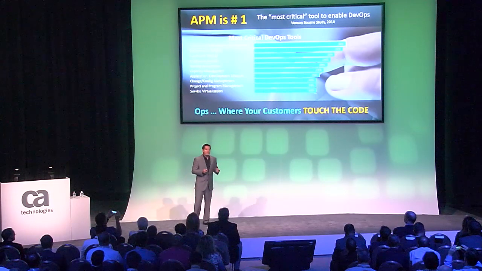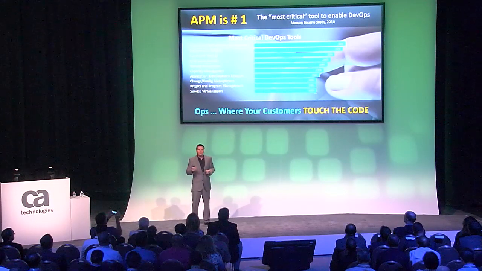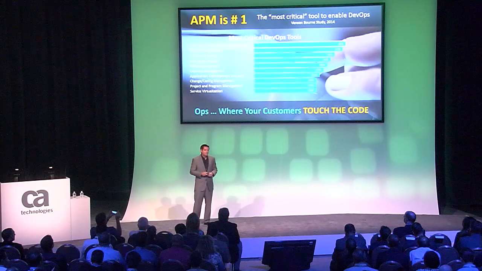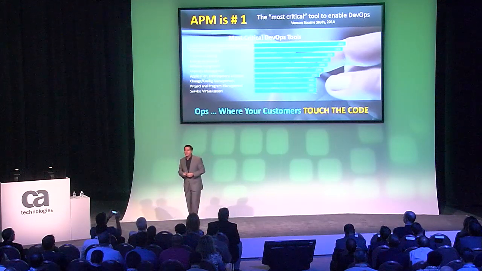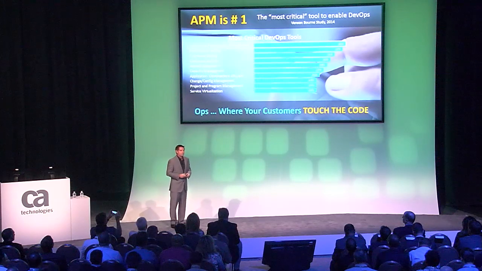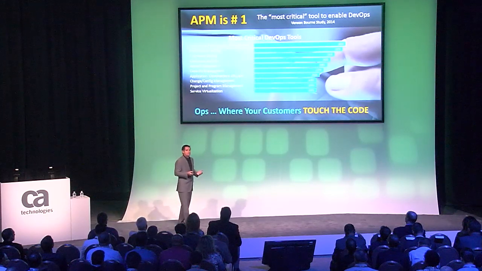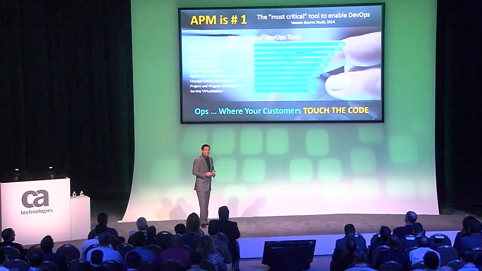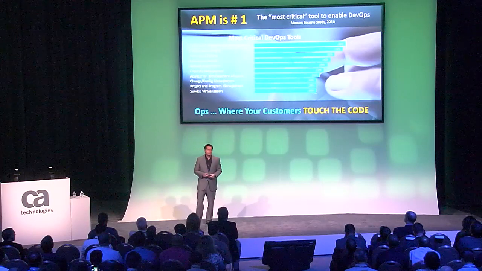Those same respondents cited two needs they felt were driving DevOps. Number one was increased quality and performance, and number two was enhanced customer satisfaction. So only APM can help you understand what happens when your customers touch your code.